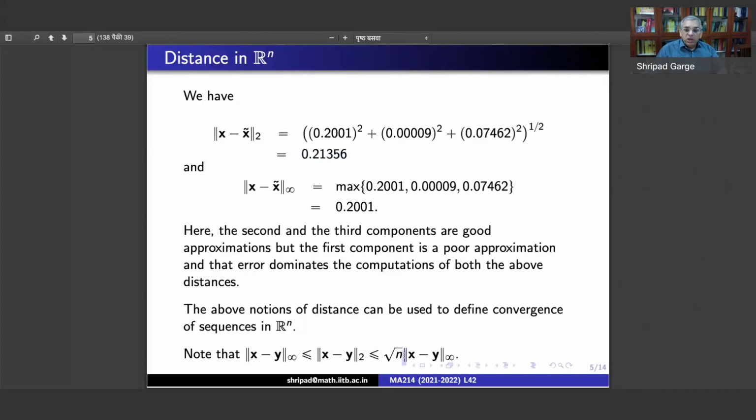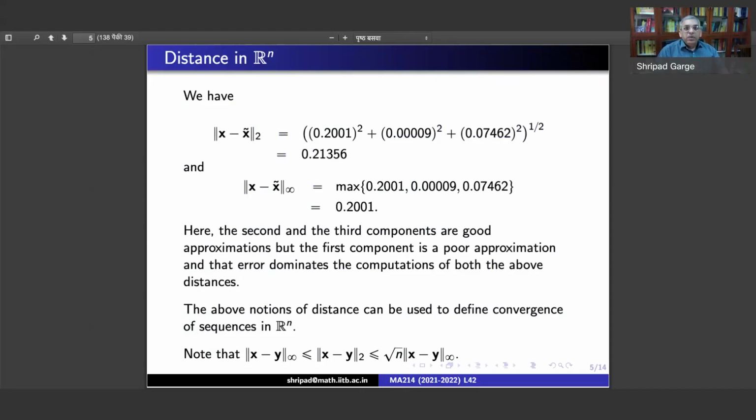Moreover, if your L infinity norm is going to 0, multiplying that by root n, which is fixed because we are in Rn, root n times that L infinity distance will also go to 0, and therefore the L2 distance has to go to 0. So the convergence is going to be independent of L2 or L infinity. Whether you define the convergence with respect to the L2 distance or L infinity distance, it doesn't matter. If your sequence is convergent to a point with respect to one distance, it will be convergent to the same point with respect to the other distance also. So don't worry about that.